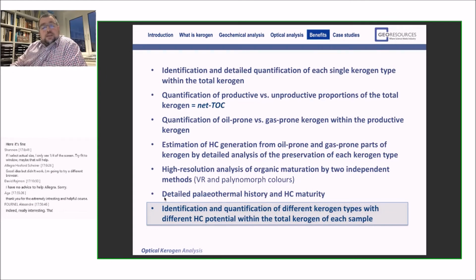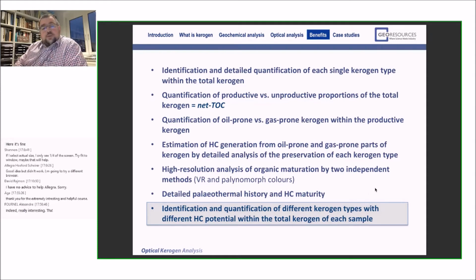And with this, we get a detailed paleothermal history and hydrocarbon maturity to fit in our results from composition and preservation. And in the end, we can identify and quantify different kerogen types with different hydrocarbon potential within the total kerogen of each sample of our study.